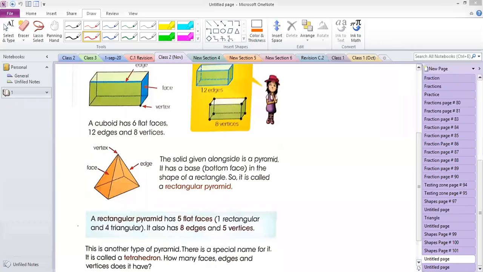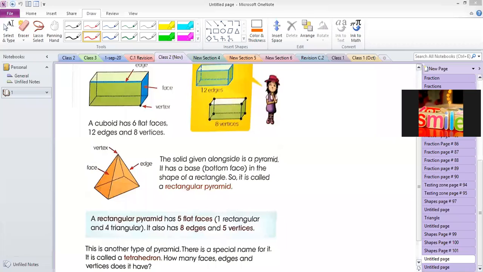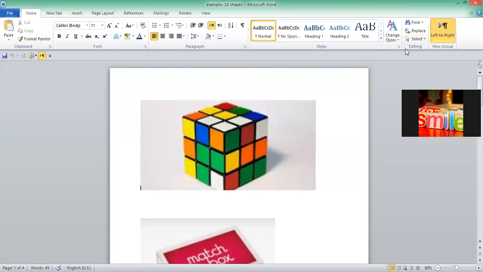What we are studying nowadays, guys, is solids, 3D shapes. In 3D shapes, we have learnt about the edges, faces, and vertices, and we have started to learn about examples of 3D shapes. Yesterday, we discussed the cube and cuboid, and examples of cube and cuboid, and we also discussed cylinder. And we have learned how many faces, how many edges, and how many vertices are there in cube, cuboid, and in cylinder.